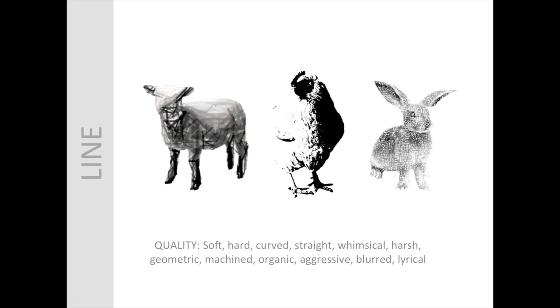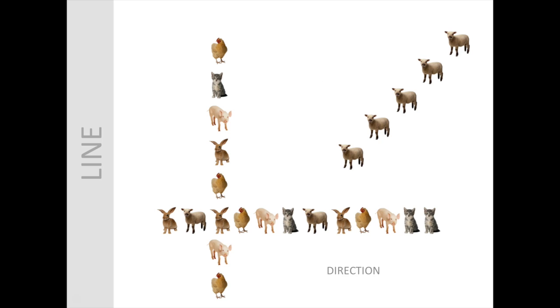When we talk about line, we can talk about several aspects of line. One is the line quality. When we talk about line quality, we think about it like we think about people we know. So a line might be soft, hard, curved, whimsical, harsh, machined, aggressive, blurred, lyrical. The quality of the line often has to do with the material that's being used in the image.